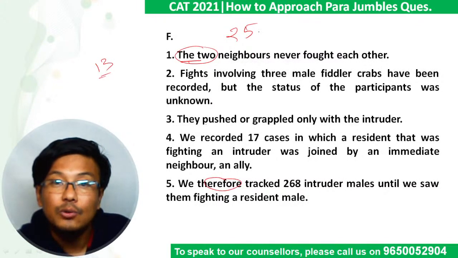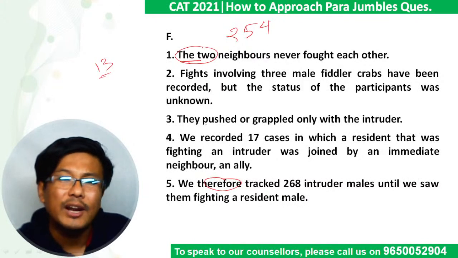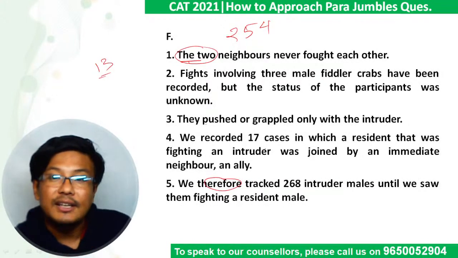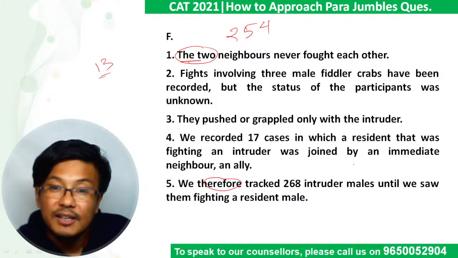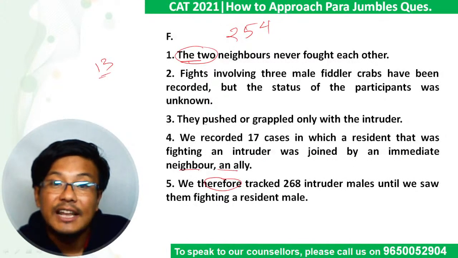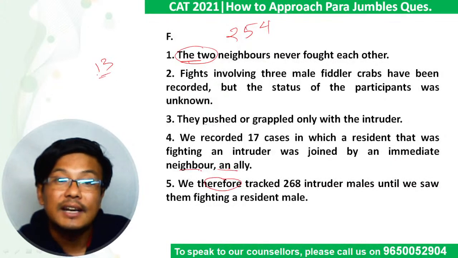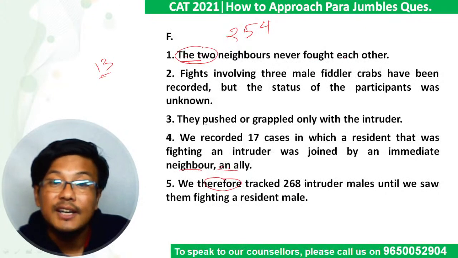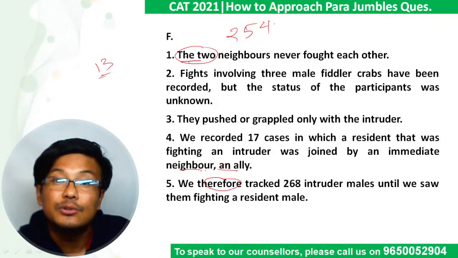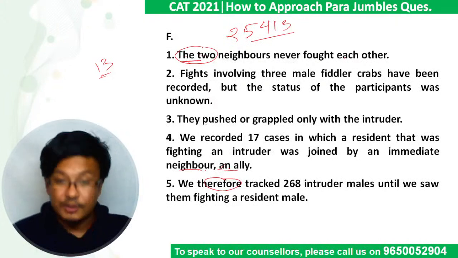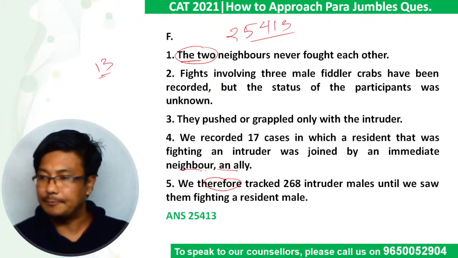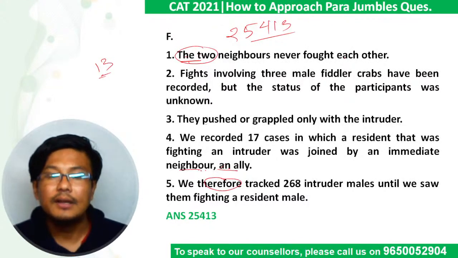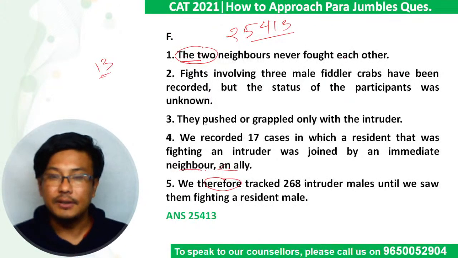after tracking, you come to the sense of recording, and look at what you record. There were 17 cases in which a resident fighting an intruder was joined by an immediate neighbor and ally. So the neighbor was an ally. Sentence 1 began with "the two neighbors never fought each other." Does it not go in sync with the fact that the neighbor was an ally? So now place 1 and 3 here. That was the answer. Everybody is clear? Nigam, you asked, that is why I repeated. Is this clear? That is what we have to be doing.